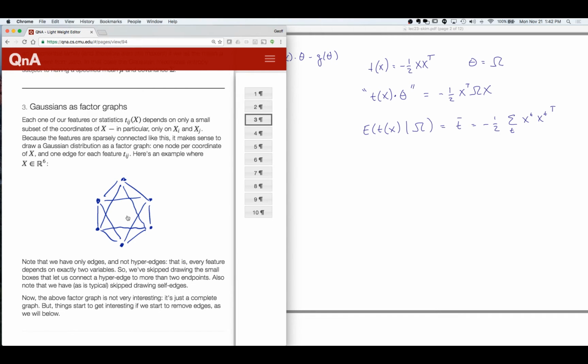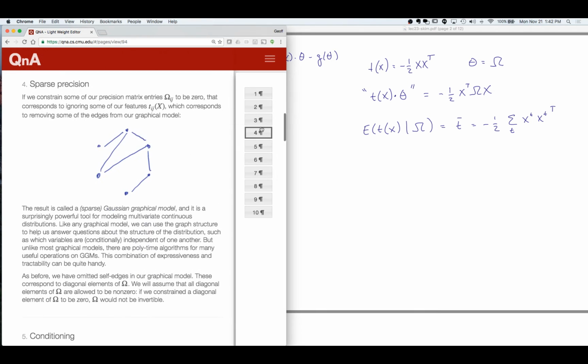All right, now this is maybe not a very interesting factor graph because it's just fully connected, but we can be a little bit more interesting if we do the following. We can constrain some of our precision matrix entries to be 0, right? And what that means then is that we're going to just ignore some of our features T_ij. If we constrain the corresponding parameter to be 0, it doesn't matter what the value of the corresponding feature is. And so when we do that, we can just remove those features from our max-ent distribution, and that's the same as removing those edges from our graphical model, and we might get something that looks like this, right?